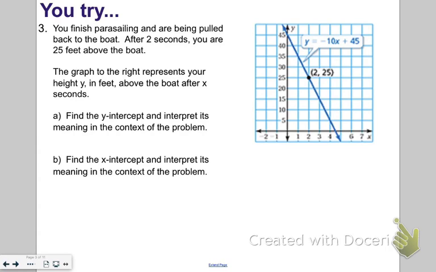All right, here's a you-try. You're going to have to interpret the x and y intercept for this equation. The graph's on the right.